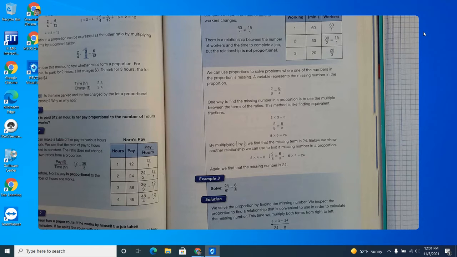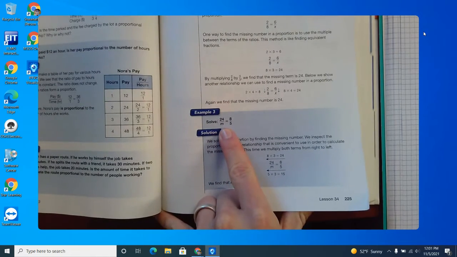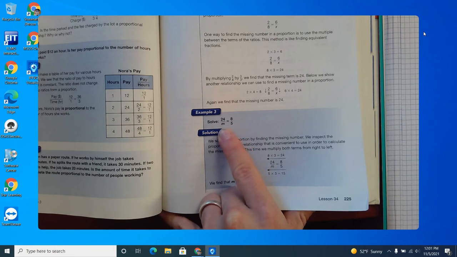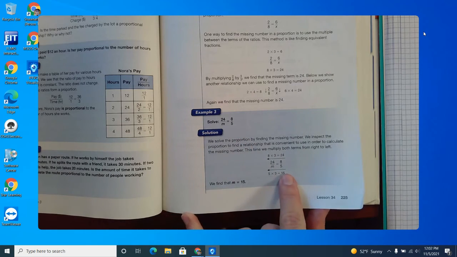Let's see. Anything else to talk about? There's a few other proportionality problems here. 24 is to 8 as what is to 5, right? I figure out how many times 8 goes into 24. 8 goes into 24 3 times. So that means 5 will go into it 3 times. Okay? So 5 times 3, 15. There you go.